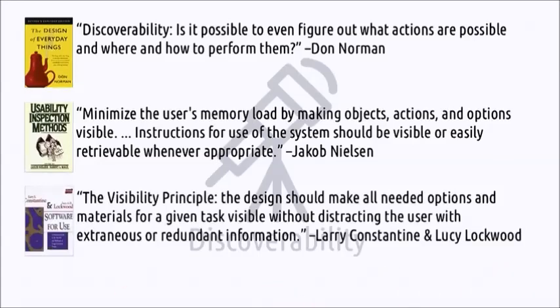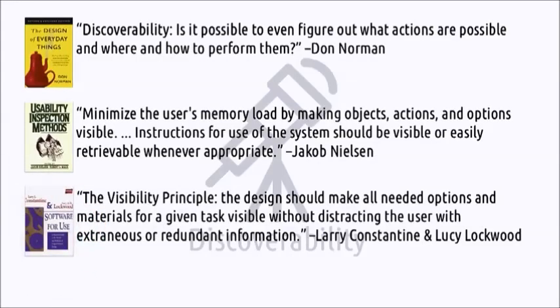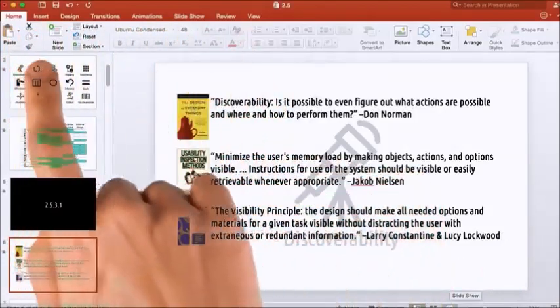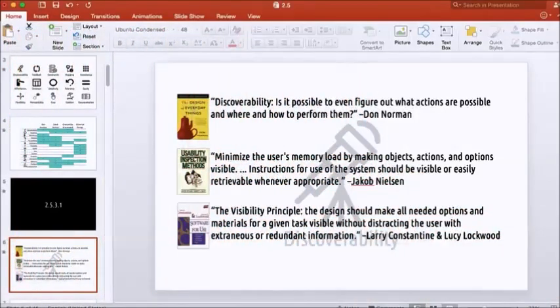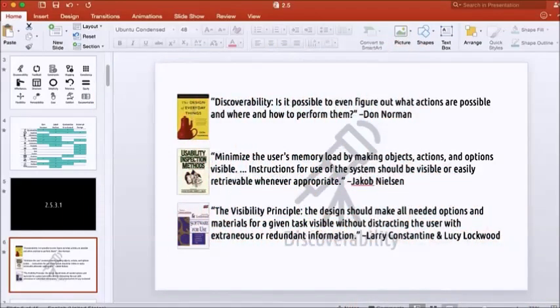The design should make all needed options and materials for a given task visible without distracting the user with extraneous or redundant information. The idea behind all 3 of these principles is that relevant functions should be made visible so the user can discover them as opposed to having to read about them in some documentation or learn them through some tutorial. Let's take an example of this real quick. Here in PowerPoint, there are a number of different menus available at the top, as well as some toolbars. The effect here is that I can browse the different functions available to me. I can discover what's there.